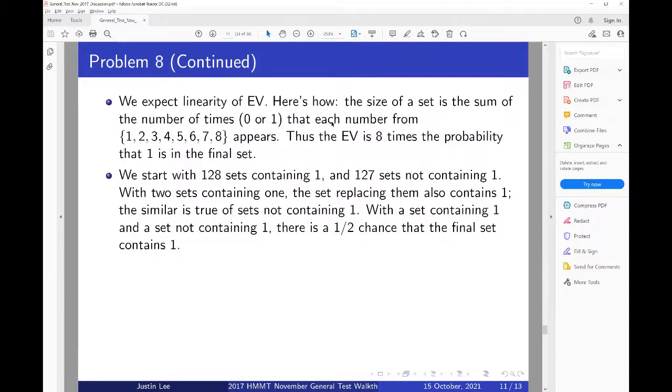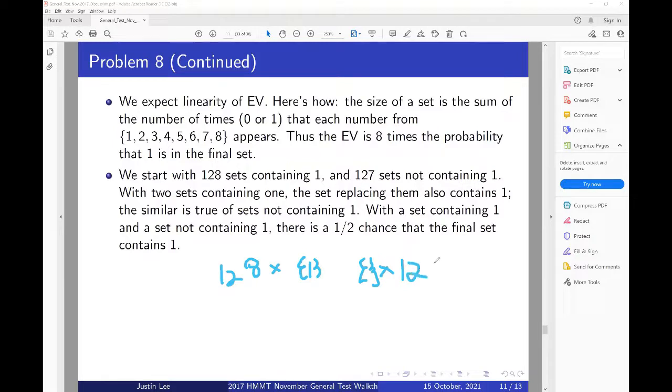So now, forget about all the other numbers. Our initial sets are just 128 sets of just the number 1. So if I could write here, we've got 128 sets that are just the number 1. And we've got 127 sets not containing 1, so we'll just keep them as the empty set. 128 of the first kind, and 127 of those, that times 127.